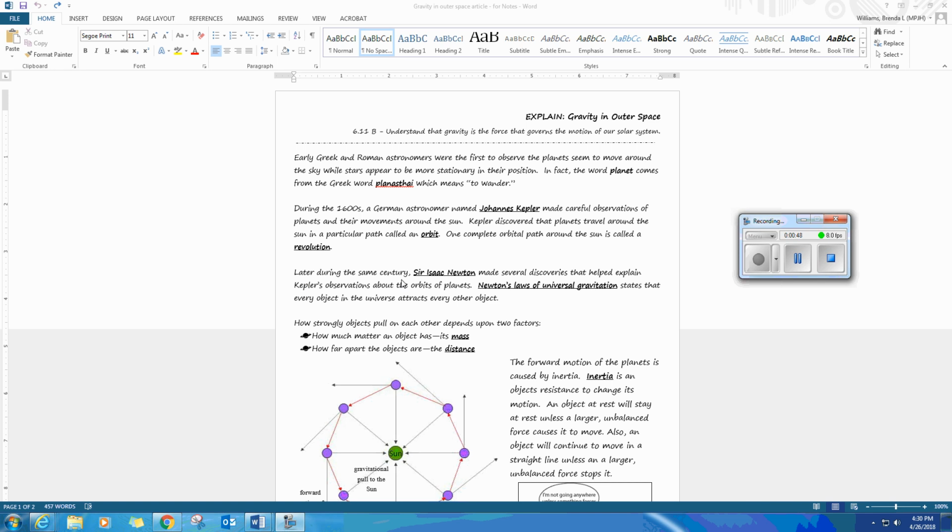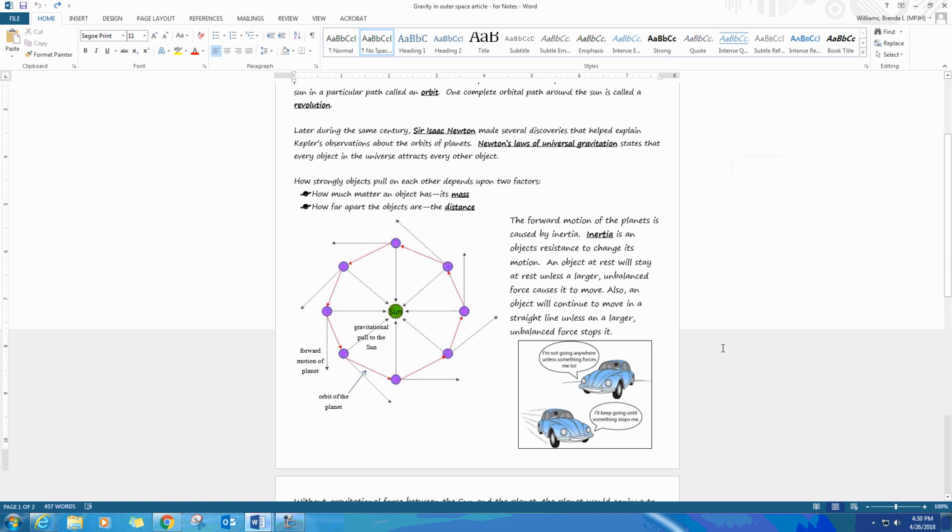Later during the same century, Sir Isaac Newton made several discoveries that helped explain Kepler's observations about the orbits of planets. Newton's law of universal gravitation states that every object in the universe attracts every other object. How strongly objects pull on each other depends upon two factors: how much matter an object has, its mass, and how far apart the objects are, the distance.